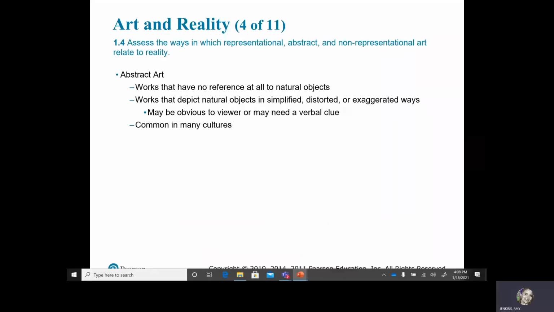Abstract art are works that have no reference at all to natural objects, or there can also be works that depict natural objects but in a simplified, distorted, or exaggerated way. It may be obvious to the viewer what it is that you're looking at, or you might need a verbal clue. Sometimes you get that in the title. It's common in many cultures.